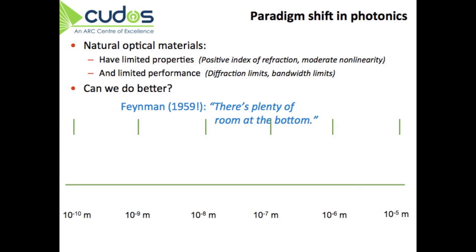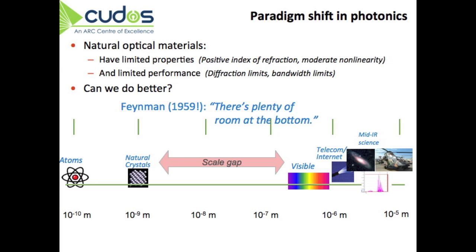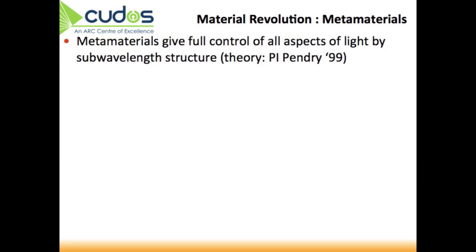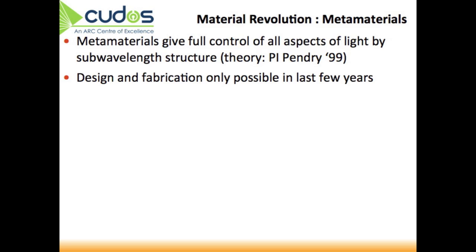So what this is really about is the scale gap between natural crystals, which have angstrom atomic spacing, and visible light, to create artificial materials. These are materials that have, if you like, artificial atoms with absolutely unprecedented properties that don't appear in nature at all. They were first proposed by Sir John Pendry, but have only been possible in the last few years. The basic idea is to create a material that has artificial atoms, and the artificial atoms are these sub-wavelength, 100 nanometer scale metallic resonators.